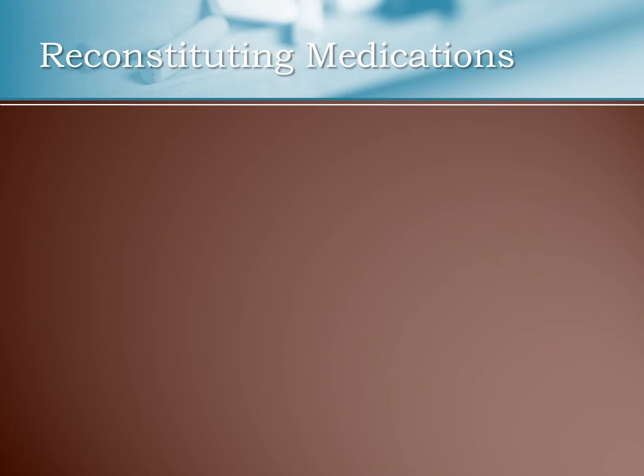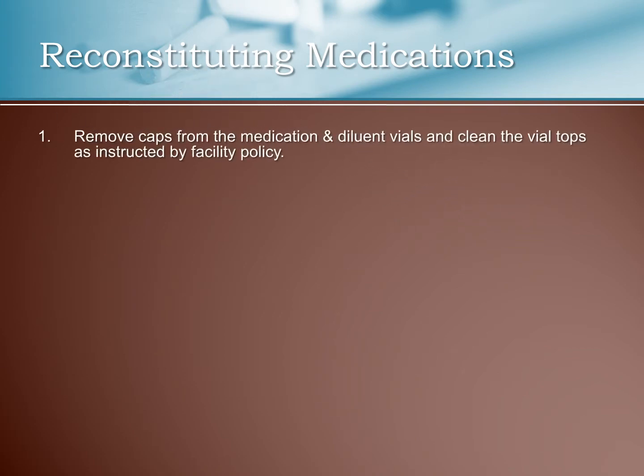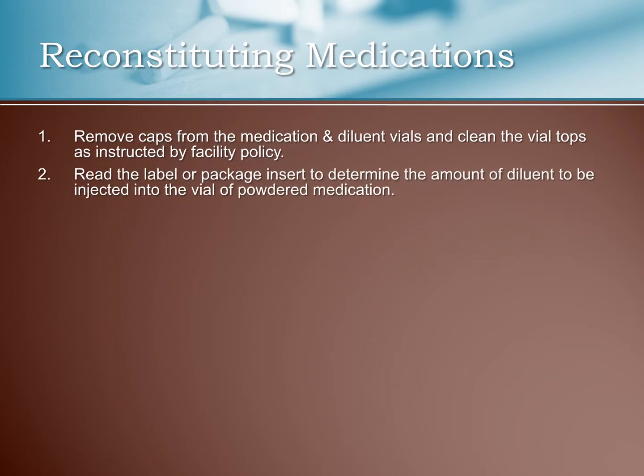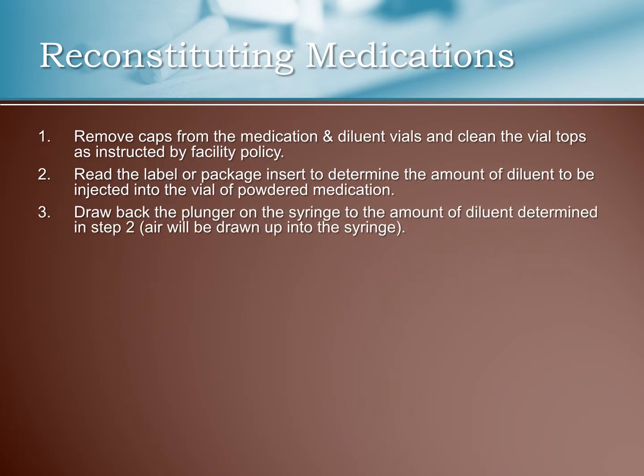We're going to discuss reconstituting medications. You want to remove caps from the medication and the diluent vials and clean the vial tops as instructed by facility policies. Make sure you read the label or package insert to determine the amount of diluent to be injected into the vial of powdered medication. Then draw back the plunger on the syringe to the amount of diluent determined in step 2, so that air is drawn up into the syringe.